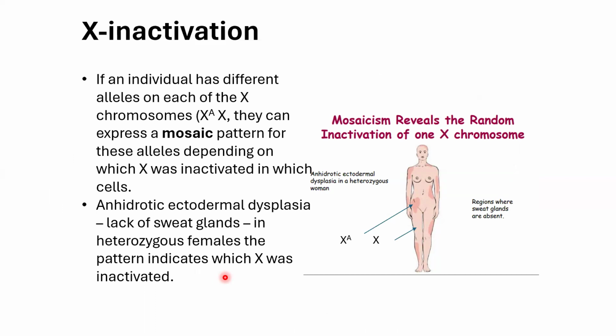Now, if it ends up with different alleles on each X chromosome, they can express that mosaic pattern like our calico cats. It's like with the lack of sweat glands in heterozygous females, where the pattern shows up wherever the X chromosome is inactivated. So that's how mosaicism shows up in cats, humans, and so on.